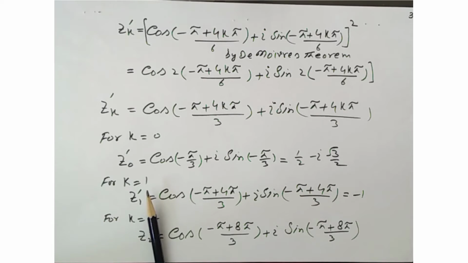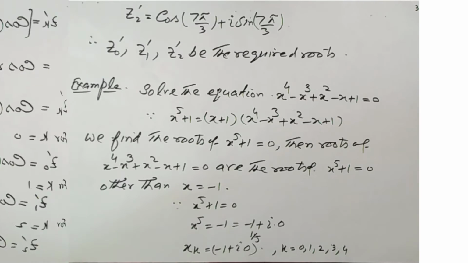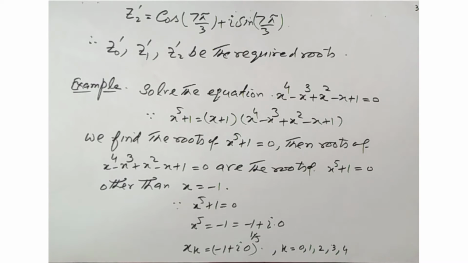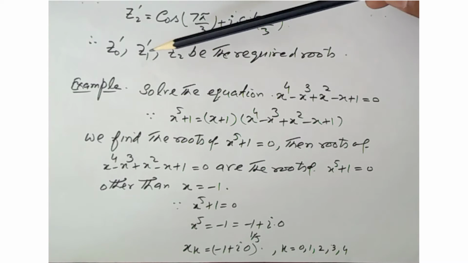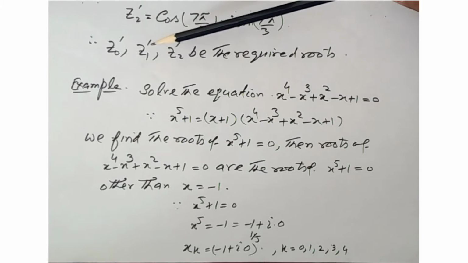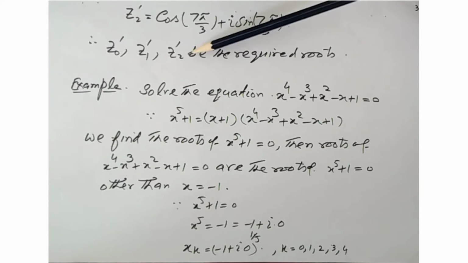Now for k equal to 1, z1 dash equals, here we put k equal to 1, and this becomes minus 1. So for k equal to 2, z2 dash equals cos of (minus pi plus 8 pi) by 3 plus iota sine of (minus pi plus 8 pi) by 3, that is cos 7 pi by 3 plus iota sine 7 pi by 3. So we have the 3 roots, z0 dash, z1 dash, z2 dash, the required roots.